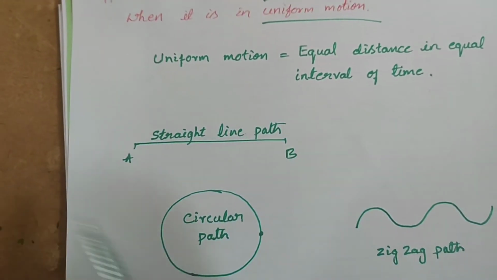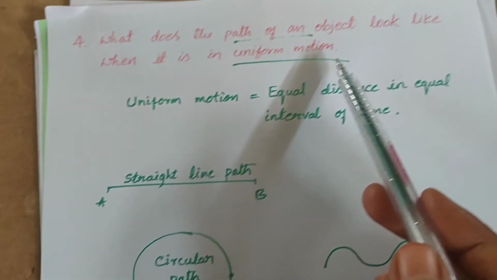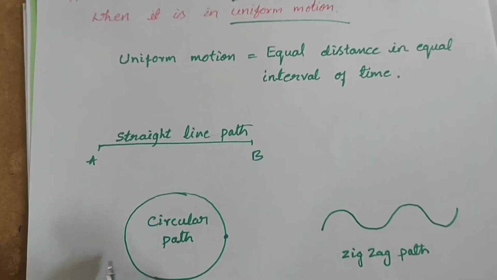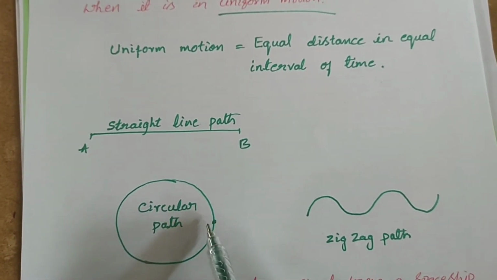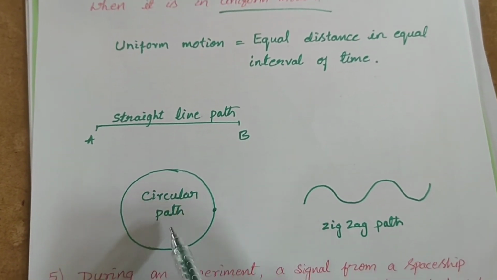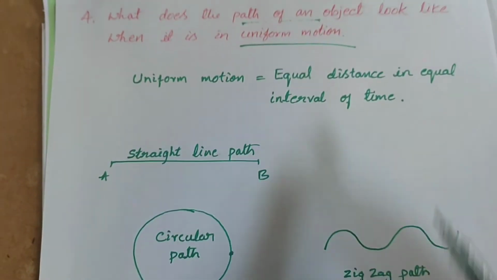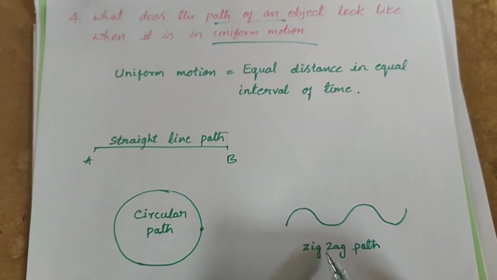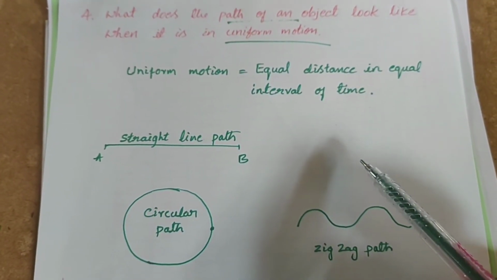Students, you know that previously a straight line path shows uniform motion. In the same way, as a second example, in a circular path also we can see uniform motion because there is no change in the speed. So a circular path is also uniform motion. And one more example, a zigzag path is also uniform motion.